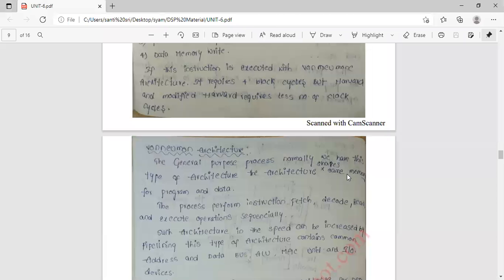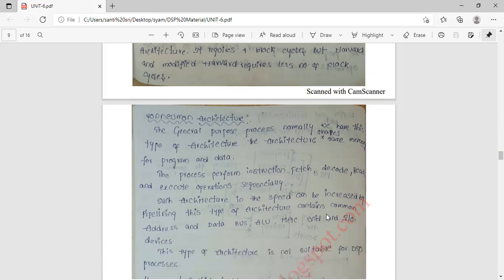The process performs instruction fetch, decode, read, and execute operations sequentially. After that, the speed of such an architecture can be increased by pipelining. This type of architecture contains a common address and data bus, that is ALU, MAC unit, and IO devices.